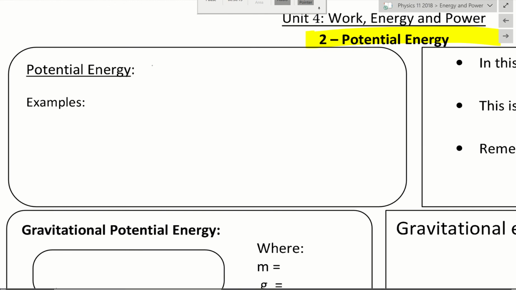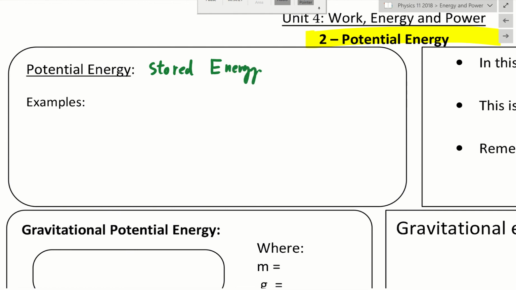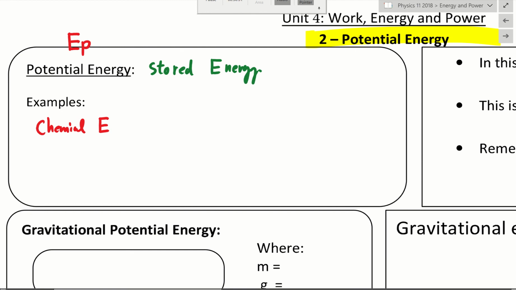So potential energy means energy that you can store in something. Technically, for example, you can have chemical potential energy. So potential energy, usually we use the symbol EP, right? So E with a little p. Chemical potential energy, for example, can be stored in food, can be stored in batteries.